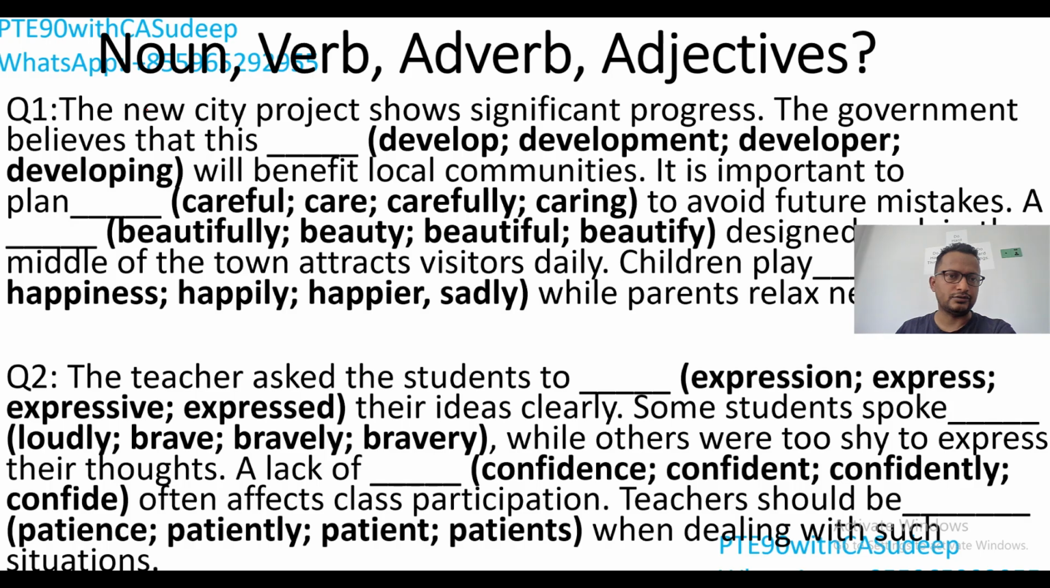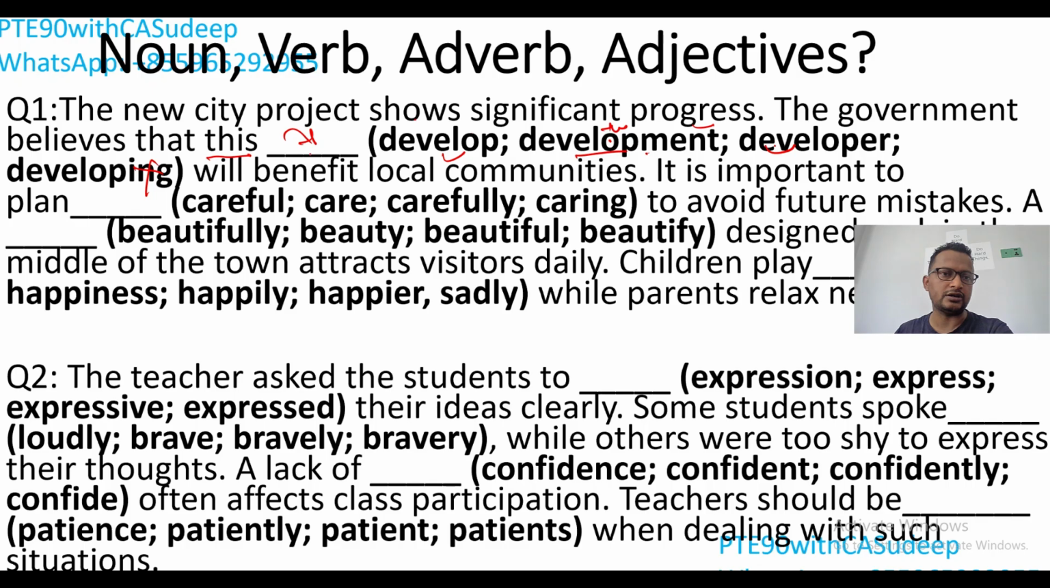So now let's solve this blank. The new city development project shows significant progress. The government believes that after this, what comes? A noun comes. Now you need to identify the noun here. Is develop a noun? No, it is a verb. What is development? Development is a noun, because you can put "the" in front of it: the development, right? Developer is also a noun. Developing is a verb. So now the only options for you are development and developer.